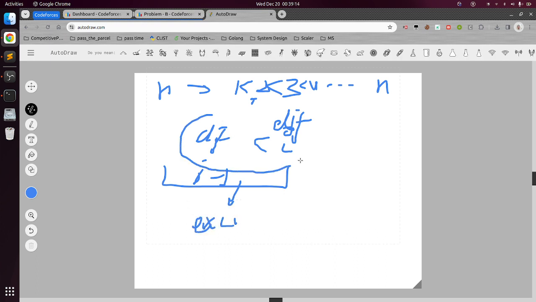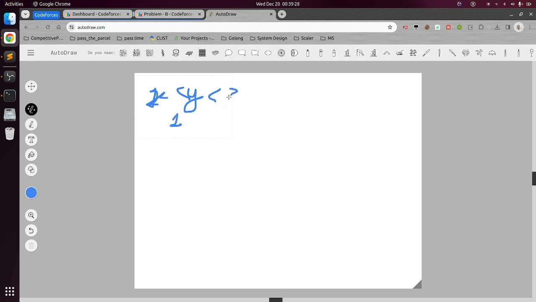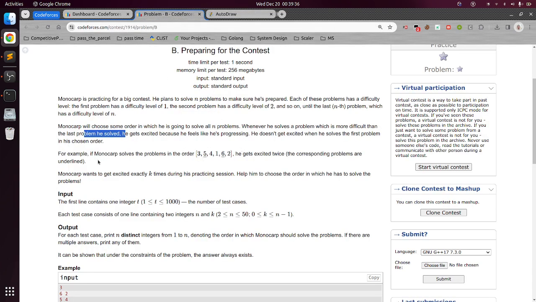So this kind of two-element pair makes an excitement, and the first problem has nothing to do with excitement, because he has just solved some problem x, and then he solves problem y. If y is greater than x, excitement increases by 1. Then he solves z, and if z is greater than y in difficulty, which is the numerical values, then you have excitement 1 more. So you want exactly k excitement, exactly k times in your practice session.